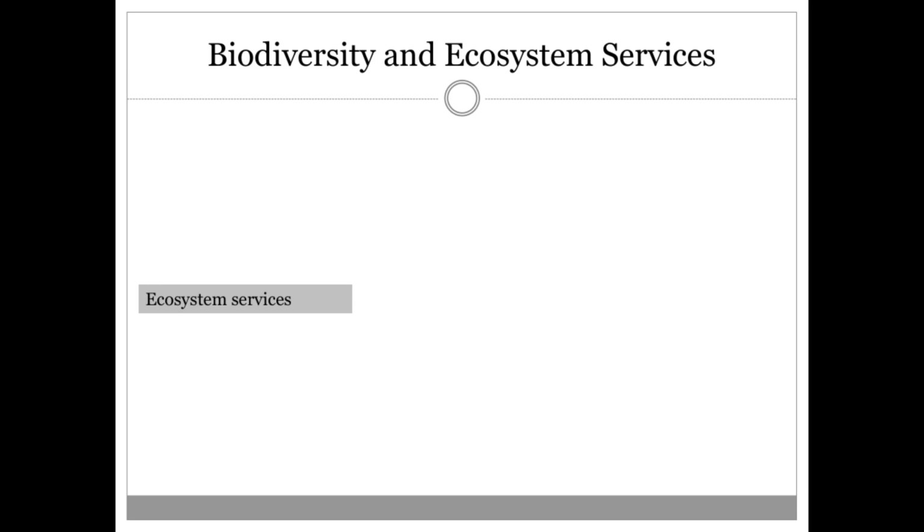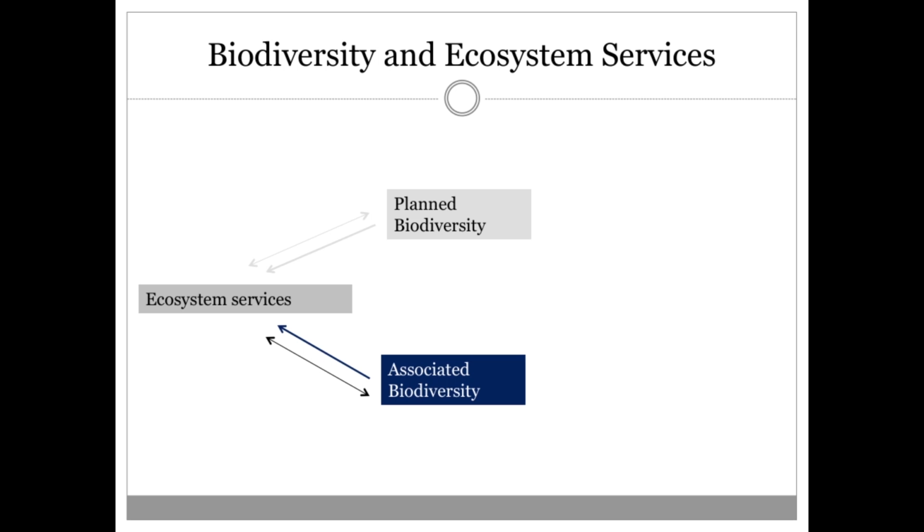Biodiversity and ecosystem services go hand in hand. Ecosystem services, as we talked about, are the benefits that we get from nature. Ecosystem services flow from planned biodiversity and associated biodiversity. Planned biodiversity, again, are the deliberate choices a farmer might make. Did I include livestock in my operation? How many crops did I plant? Did I include cover crops? And associated biodiversity is the bees, the plants, the pollinators, the birds that arrive or choose to use the farm depending on how the landscape is managed.